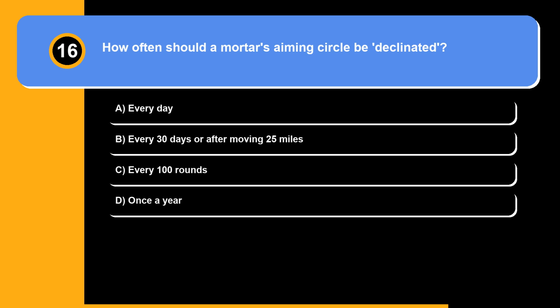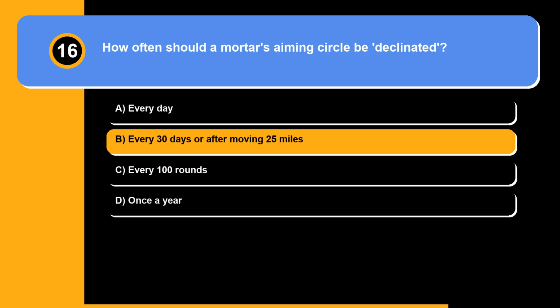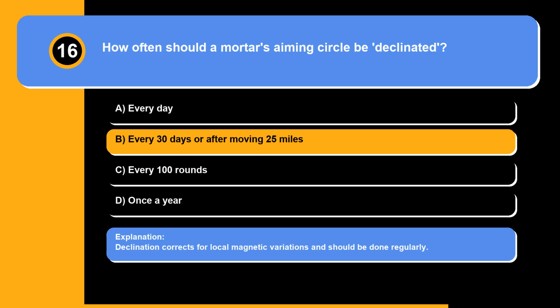Question 16. How often should a mortar's aiming circle be declinated? A. Every day. B. Every 30 days or after moving 25 miles. C. Every 100 rounds. Or D. Once a year. The correct answer is B. Every 30 days or after moving 25 miles. Declination corrects for local magnetic variations and should be done regularly.